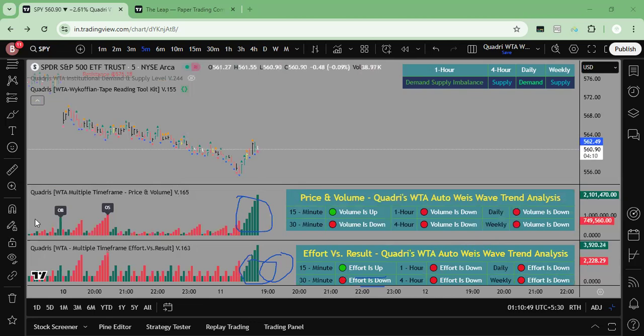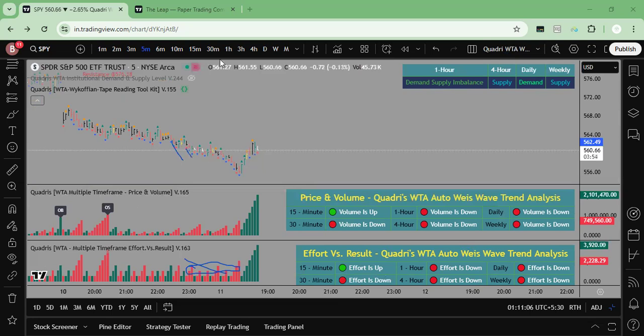So effort versus result will help you in identifying which side has that effort. Effort is towards the downward side. That means if red volume or a red histogram is there, there is a lot of effort towards taking the price downwards.